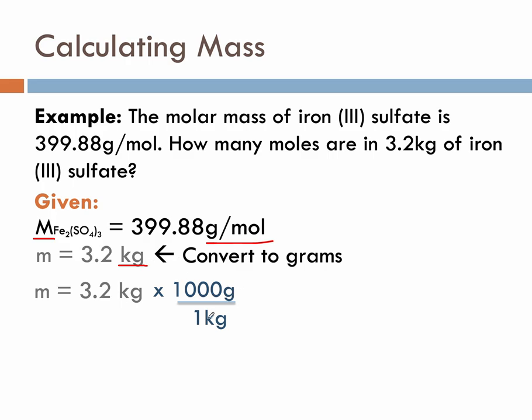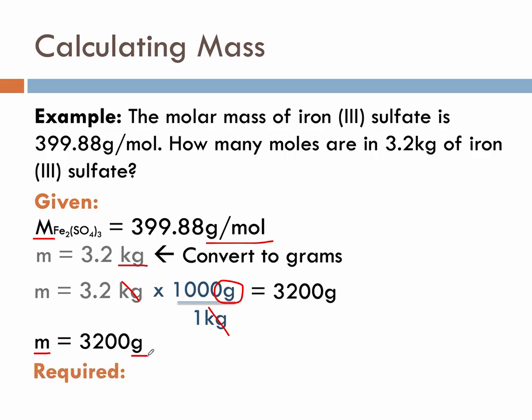1,000 grams is equal to 1 kilogram. So this fraction is just the number 1. But sneakily, I am changing the unit, right? Kilograms will cancel kilograms, and I'll be left with the gram. So when I do 3.2 kilograms times 1,000 grams over 1 kilogram, I'll get 3,200 grams. Now my unit is good, so that's perfect. So m is in the right unit. Notice that the symbol of mass is little m, and the unit is grams.